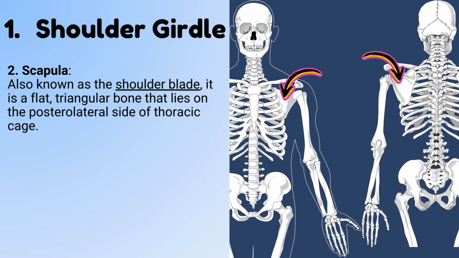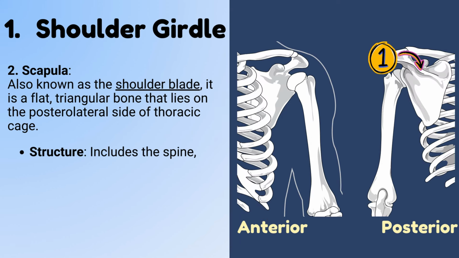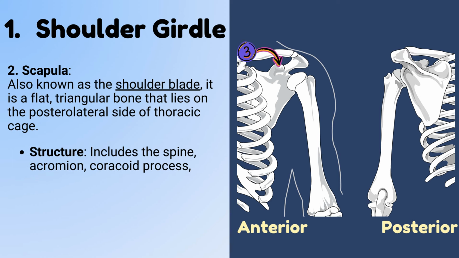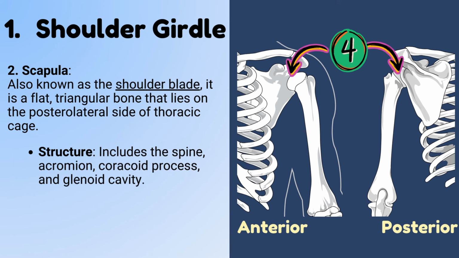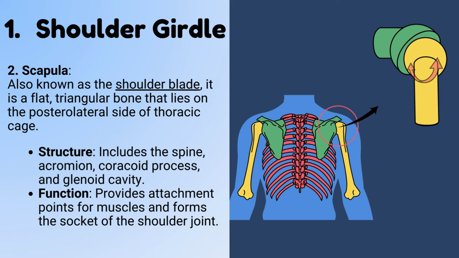The second part of shoulder girdle is the scapula. It is also known as the shoulder blade. It is a flat, triangular bone that lies on the posterolateral side of thoracic cage. Structure includes the spine, acromion, coracoid process, and glenoid cavity. Function of scapula. It provides attachment points for muscles and forms the socket of the shoulder joint.